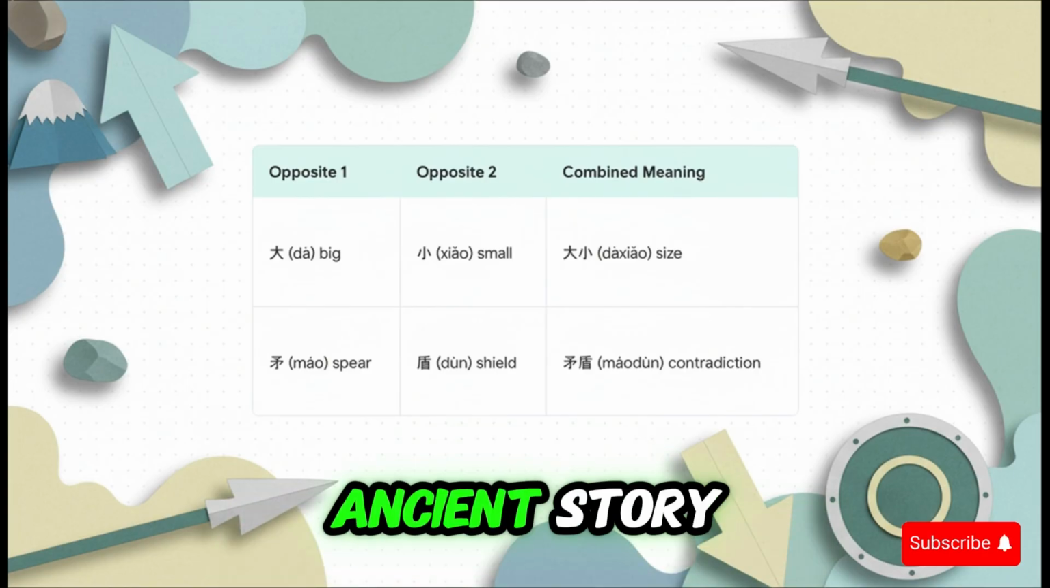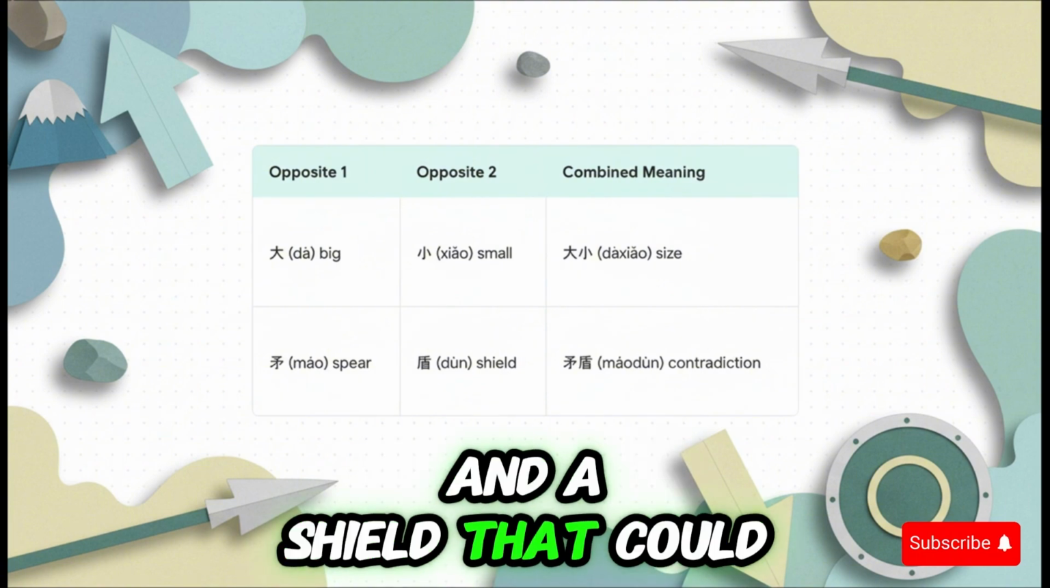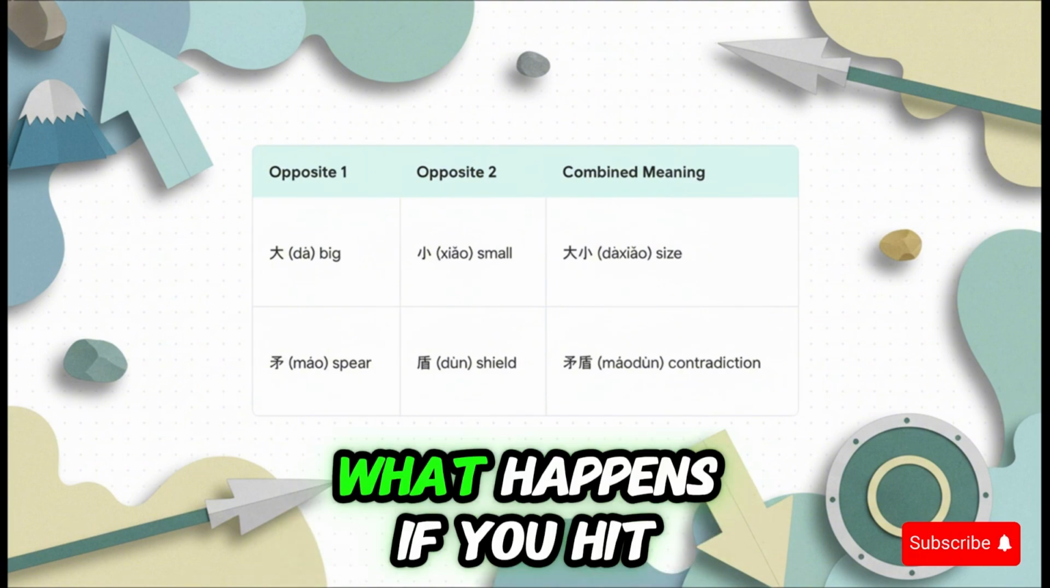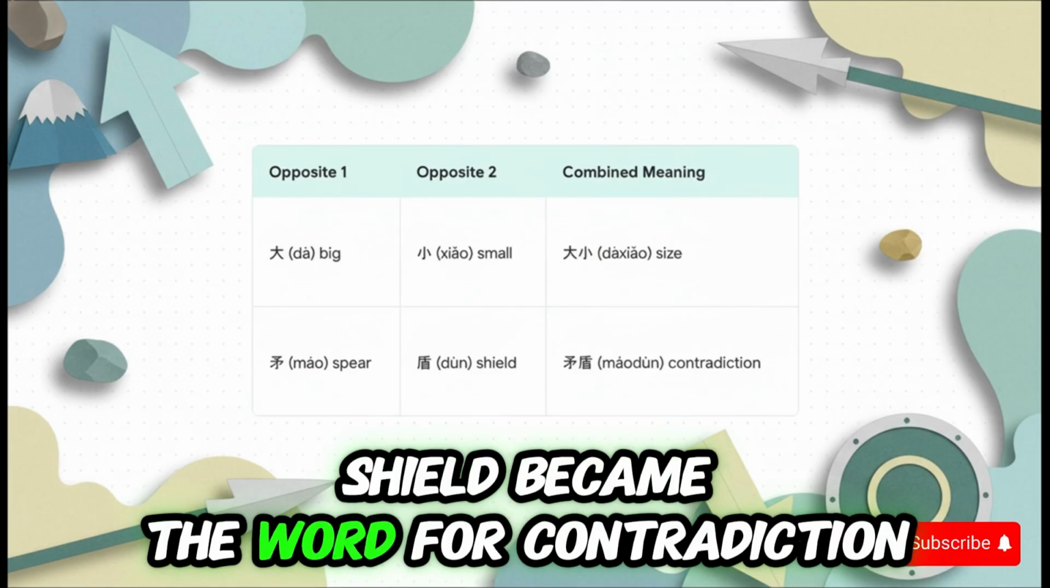The word comes from an ancient story about a guy trying to sell a spear that could pierce anything and a shield that could block anything. Somebody asked, what happens if you hit the shield with the spear? And boom, spear-shield became the word for contradiction.